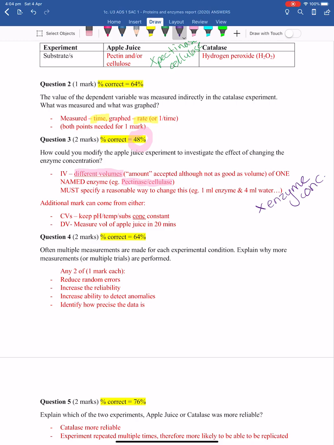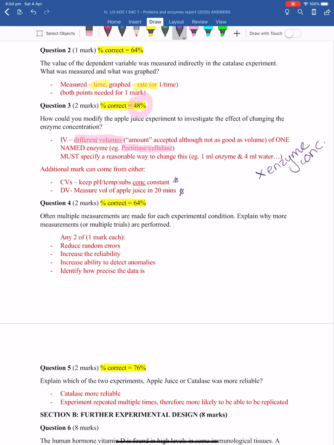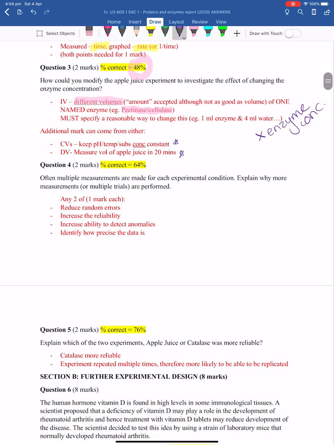Then your second mark could either come from telling me that you were going to keep everything else the same, so that's your CVs, or telling me how you were going to measure the DV. And I was happy to give you the second mark for either one of those, but you didn't need both. For question number 4, back up to 64% correct.